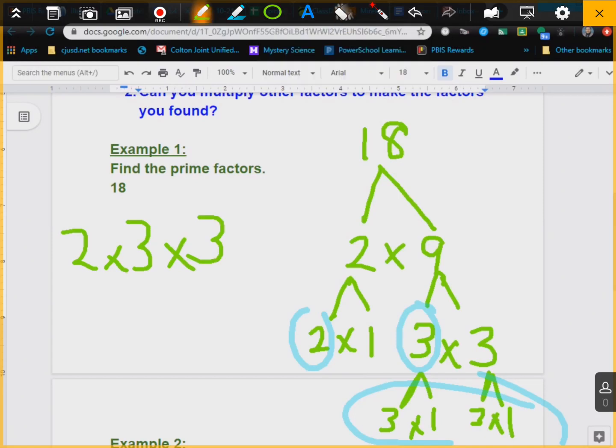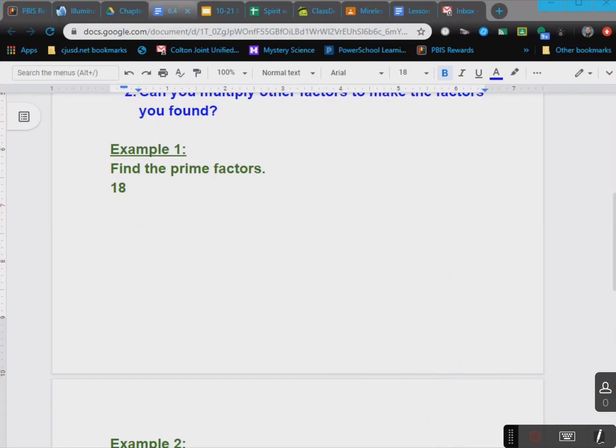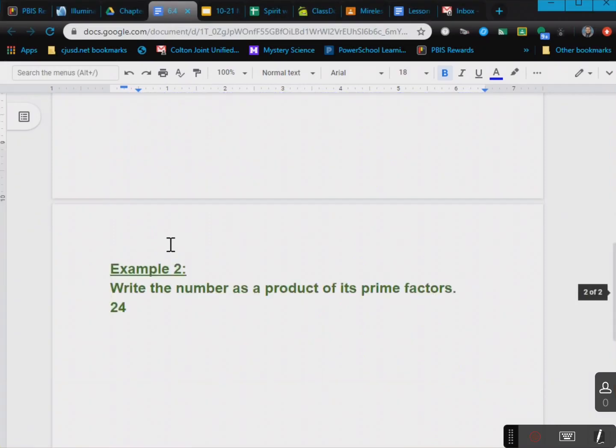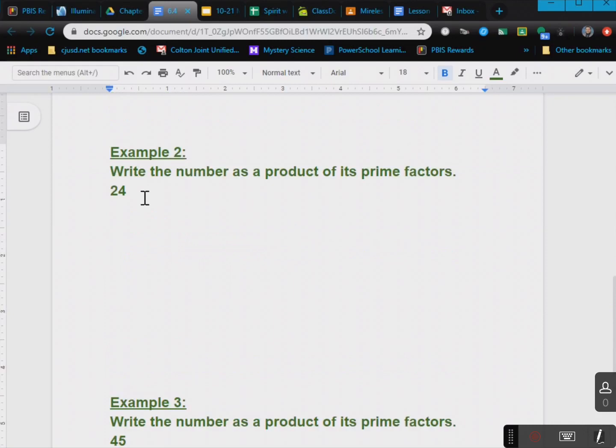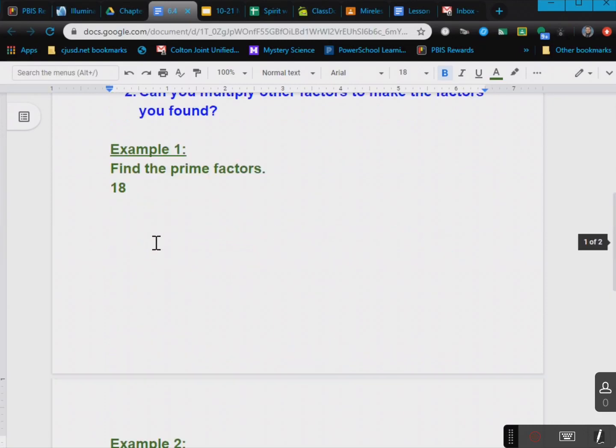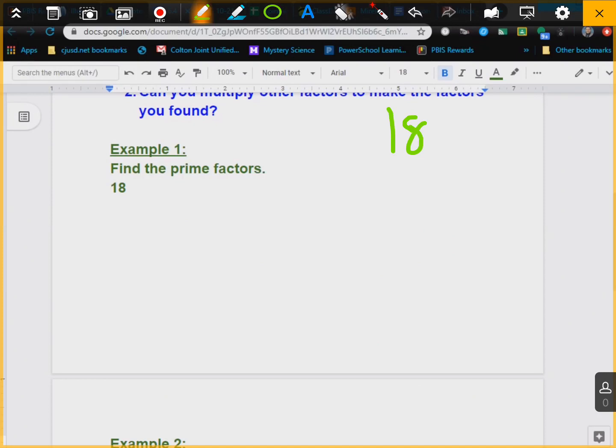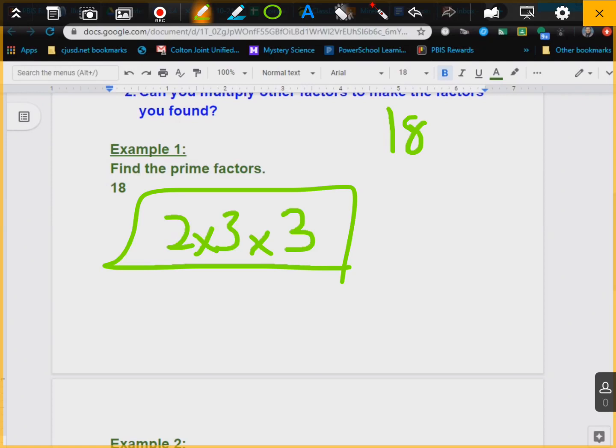Okay, let's go ahead and do another example. And hopefully this will make sense the more examples we do. So this says, write the number as a product of its prime factors. So what I did at the end just there, when I said 18, to make 18, you have to do 2 times 3 times 3. That's a product. That would be my answer for number 2.